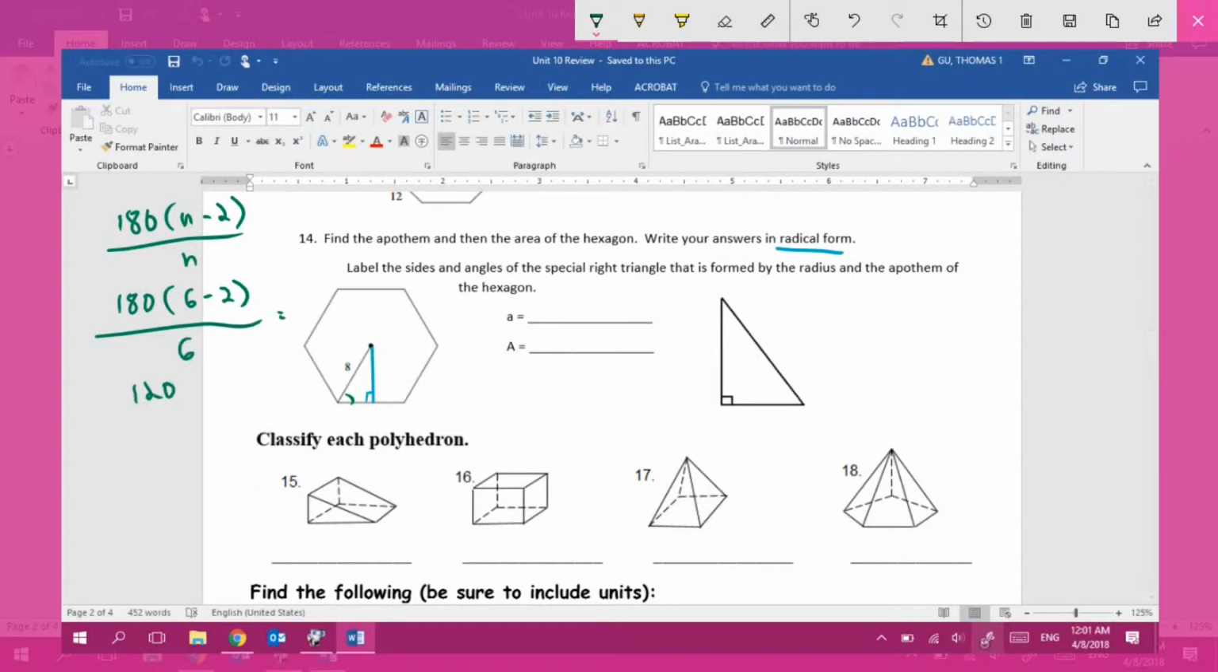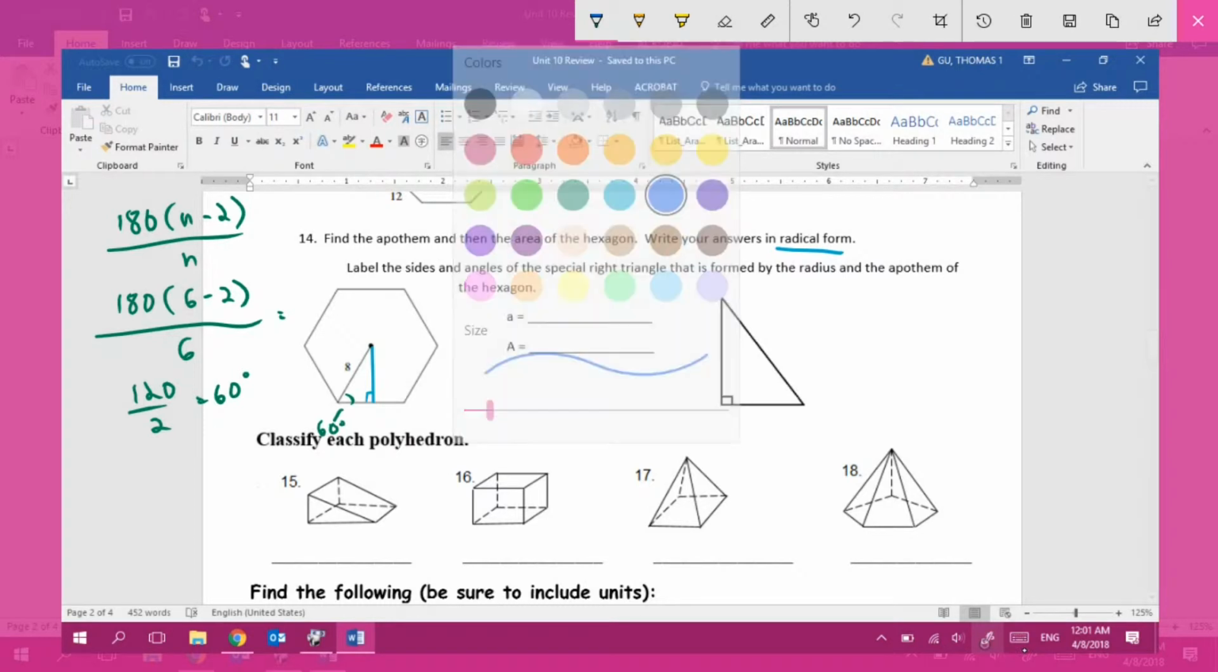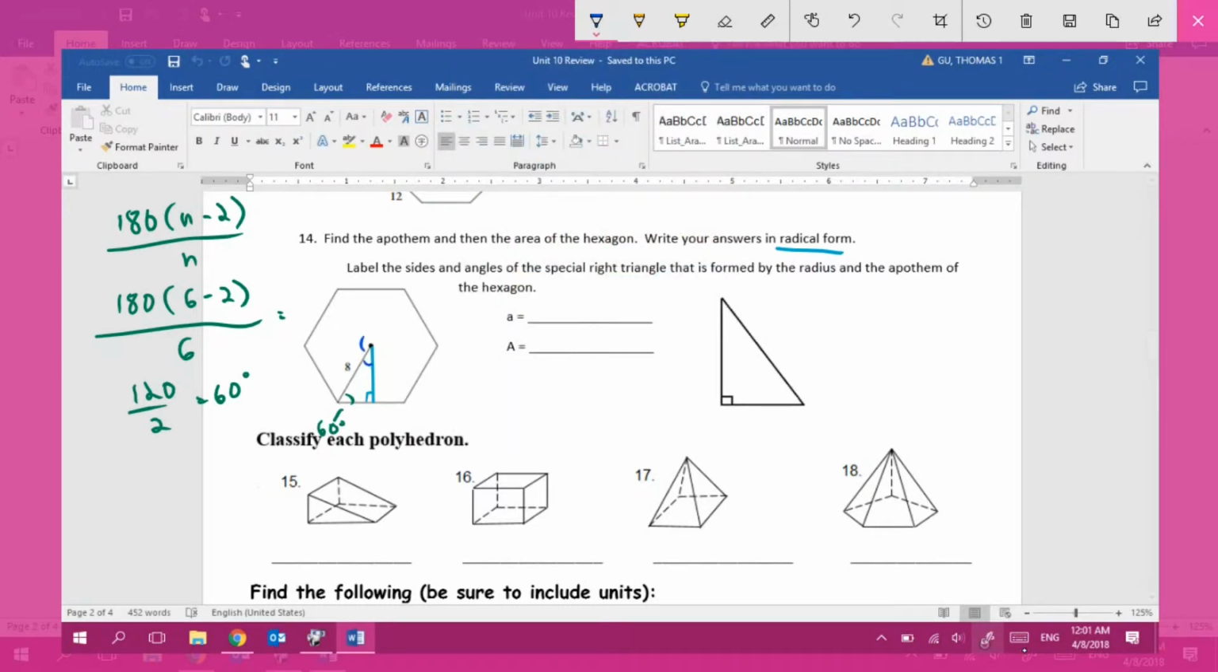But remember, that's the whole angle right here. So what do I need to do with this number to find that angle inside? I'm going to divide it by 2. So my angle inside here is actually 60 degrees. Well, if that's 60, what's the measure of this angle up here? That's going to be 30.